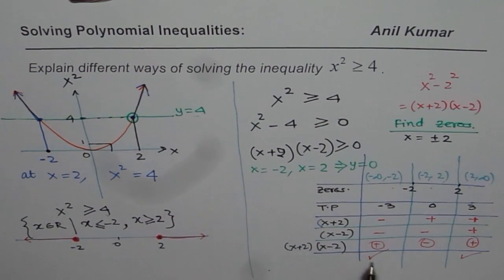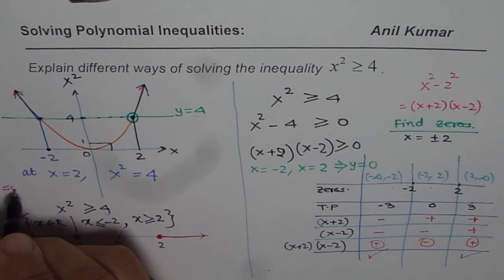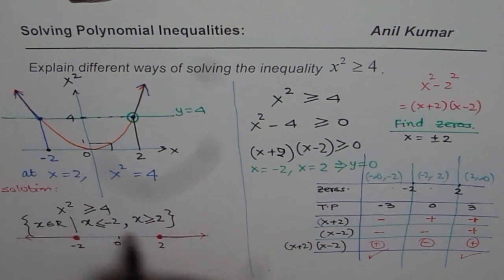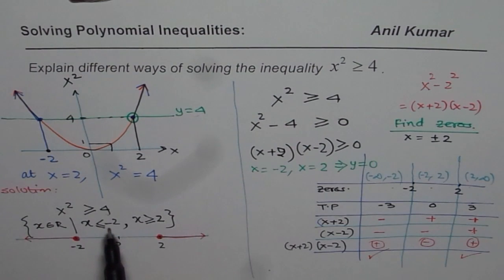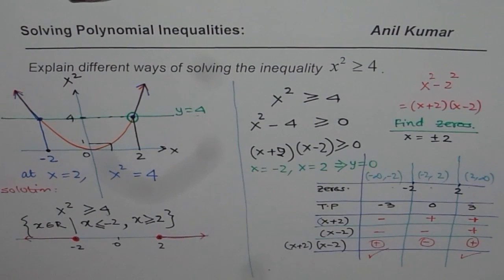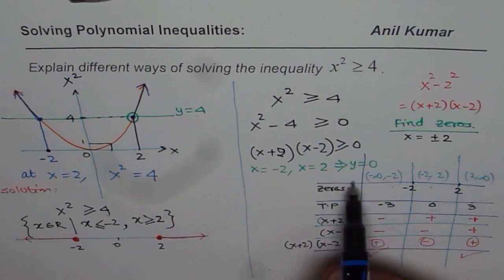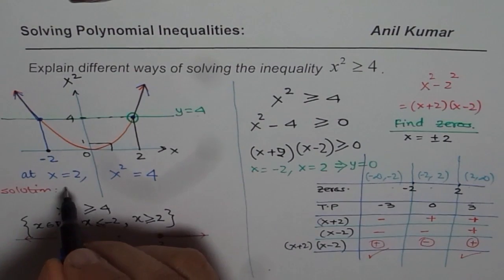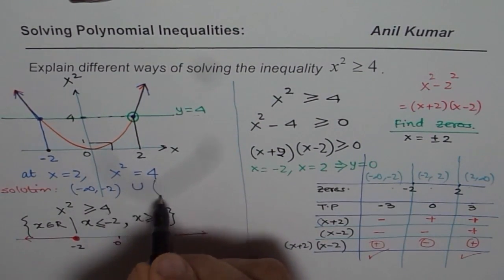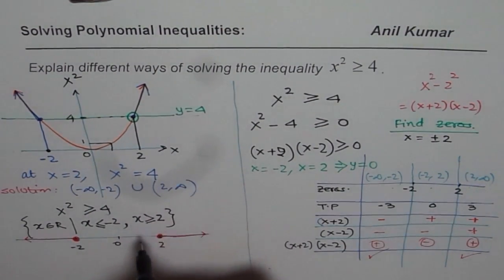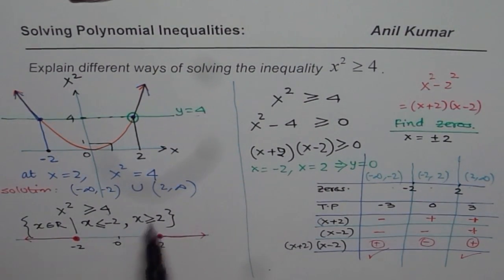Do you see that? We get exactly the same answer which we got last time. So our solution is the same as it was earlier. x belongs to real numbers where x is between minus infinity and minus 2, or x is greater than 2. As I said, let me write down another way, the solution in interval form this time: from minus infinity to minus 2, union, and from 2 to infinity. That is another way of writing the same solution.